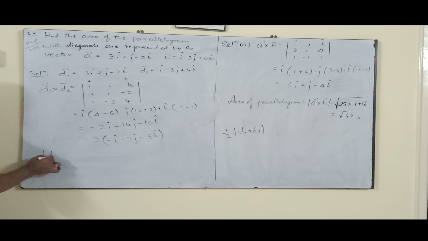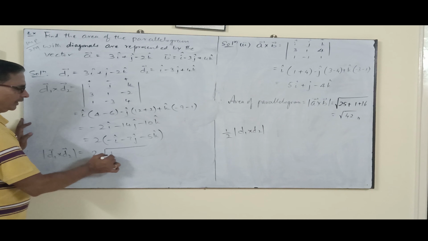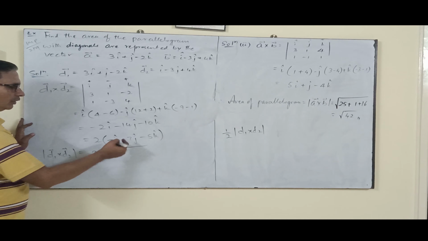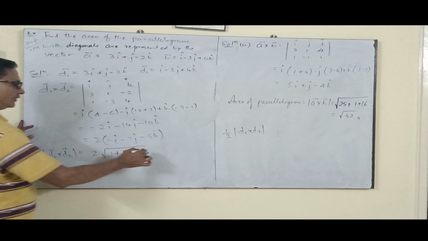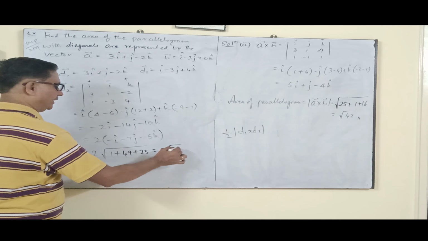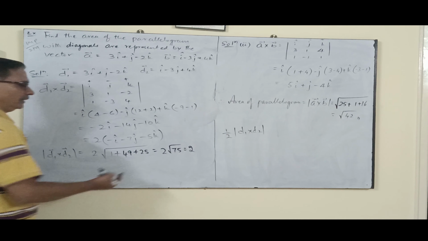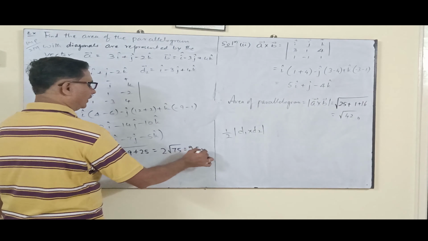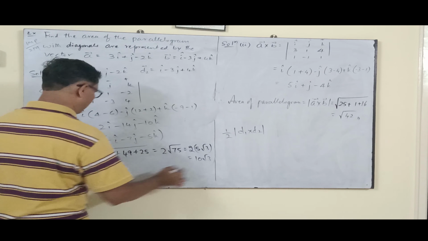Then the magnitude of D1 cross D2 is equal to 2 into the square root of the coefficient of i, minus 1 squared is 1, coefficient of j, minus 7 squared is 49, coefficient of k, minus 5 squared is 25. That is 2 into root 75. 75 is the same as 25 into 3, the square root of 25 is 5, so 5 root 3, which equals 10 root 3.